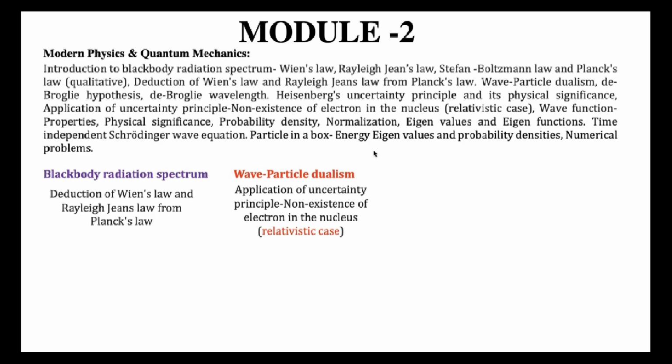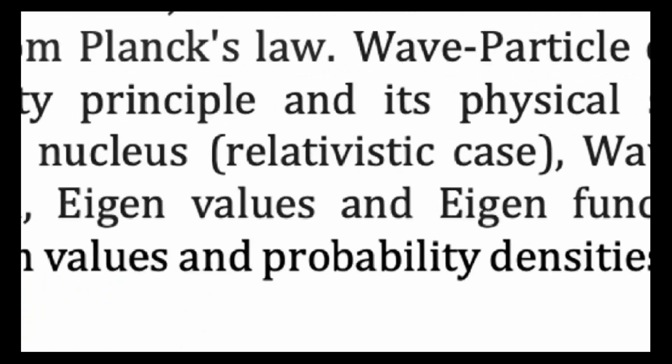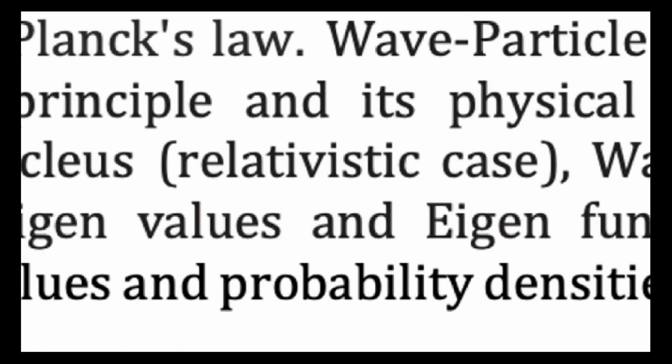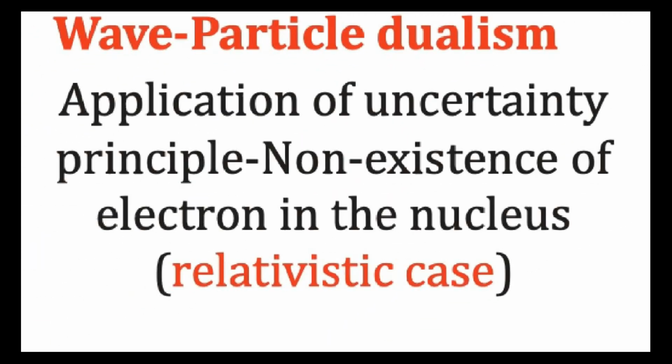An 8 to 10 marks question is very important in this module, that is the application of the uncertainty principle, namely the non-existence of the electron in the nucleus by using the relativistic case, not E equals p squared by 2m. You need to start the derivation with E equals mc squared. Specifically, he mentioned in the syllabus that you need to start the derivation by using the relativistic case. So be prepared by using the relativistic case.